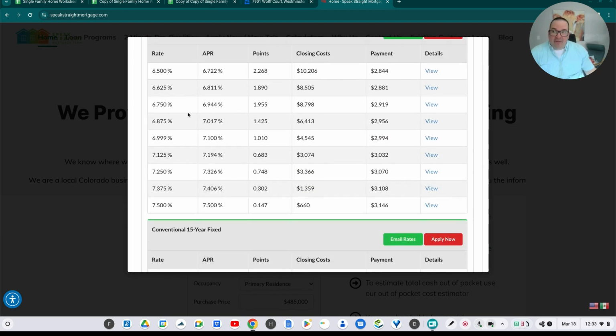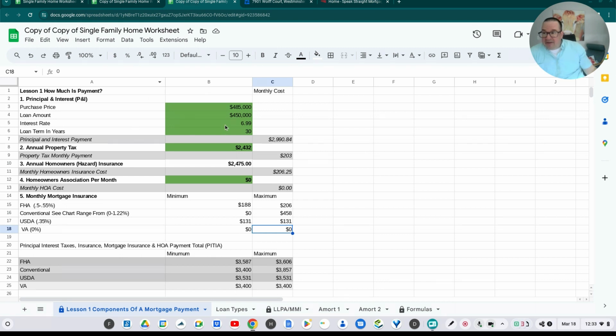But that's another spot where you can get rates. As we learn more, I'll show you how to use this tool to actually calculate the specific cost of the rate. But for now, we're using a 6.99 rate.